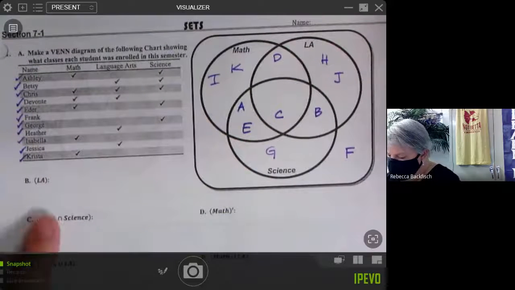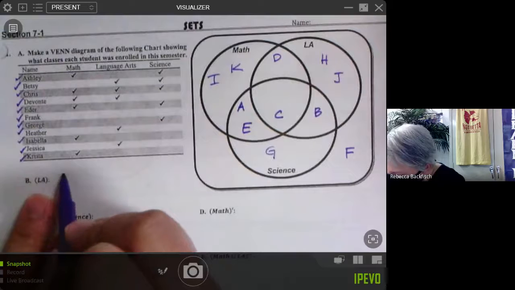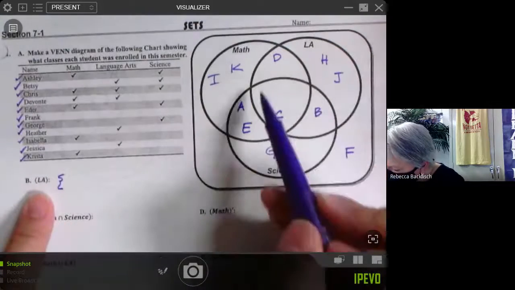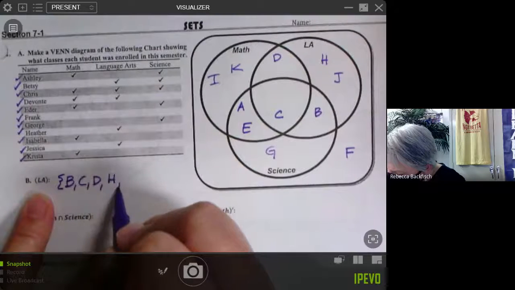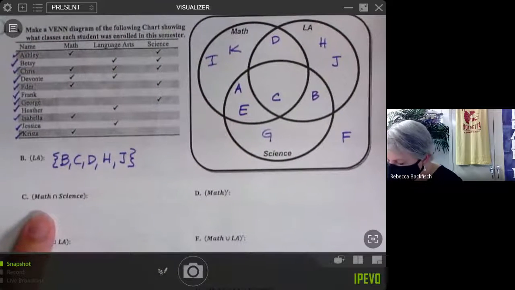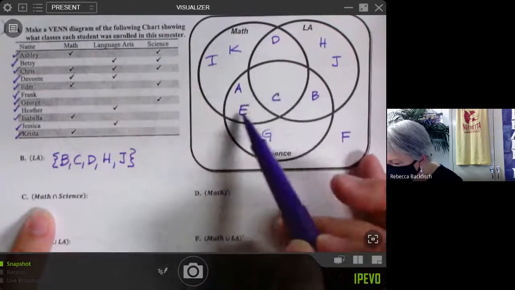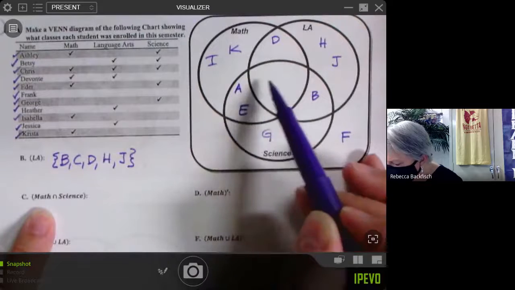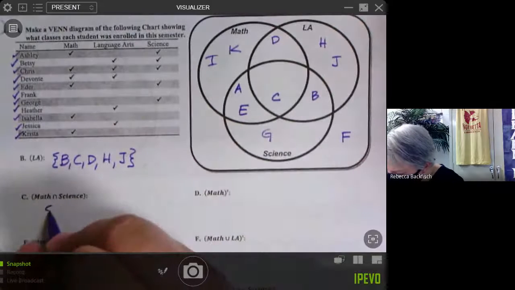Okay, so then it says, it doesn't say it, but basically it's asking me to say who's in LA. Okay, so LA, language arts. That's everybody in this whole circle. So B, C, D, H, J. Then this one is the intersection of math and science. So everybody who is in both of these two circles put together, which is this region right here. And it's both parts of that region. People who are in math and science are Ashley, Chris, and Eder. So A, C, and E.